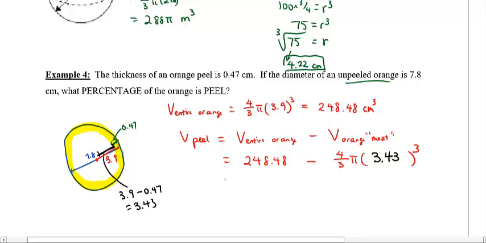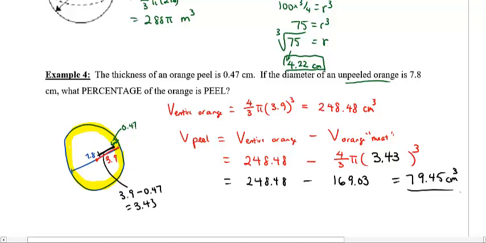And so if we do this calculation, I got this as 169.03. So the total, 248.48 minus 169.03, is 79.45. And you're like, that's great. That's the volume of the peel.